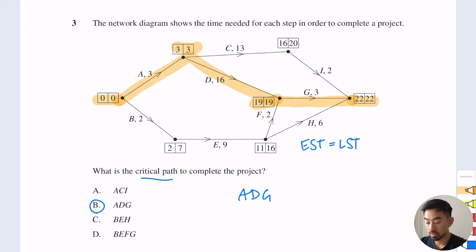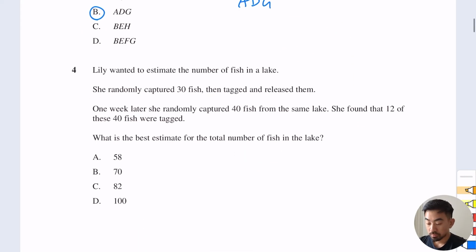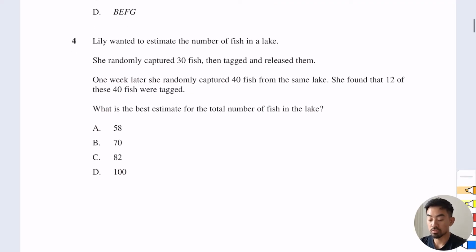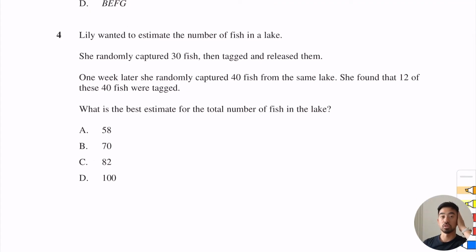Okay, cool. Question 4. Lily wanted to estimate the number of fish in a lake. She randomly captures 30 fish, then tagged and released them. 1 week later, she randomly captured 40 fish from the same lake. She found that 12 of these 40 fish were tagged. What is the best estimate for the total number of fish in this lake? Okay, so for these capture-recapture questions, unfortunately, they don't give you the formula on the formula sheet, so you kind of need to remember what to do here.